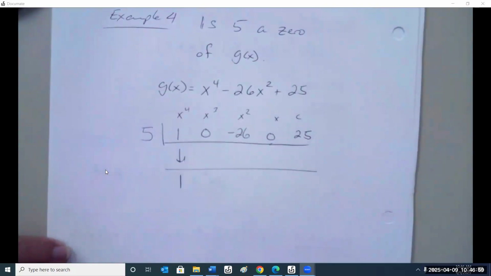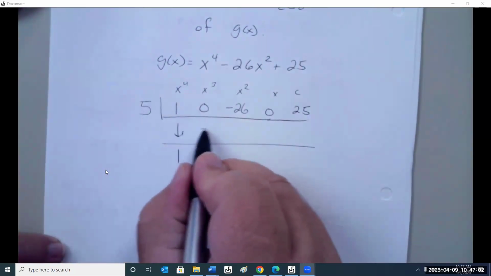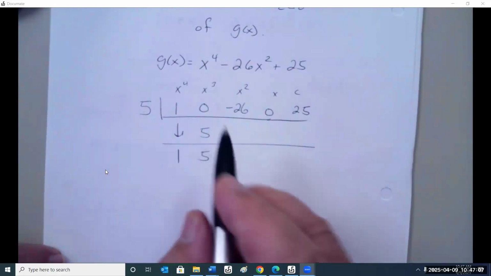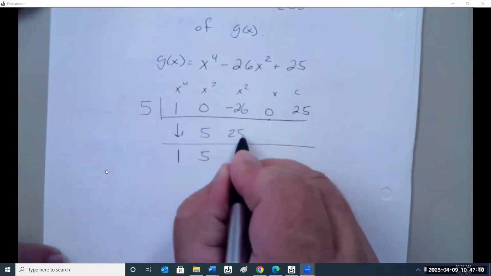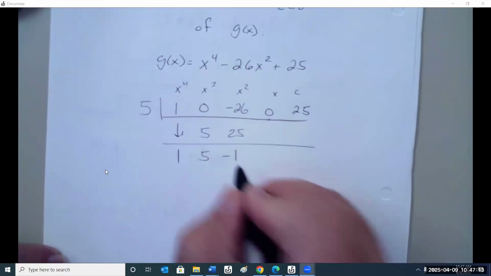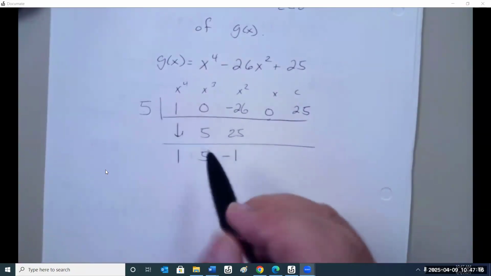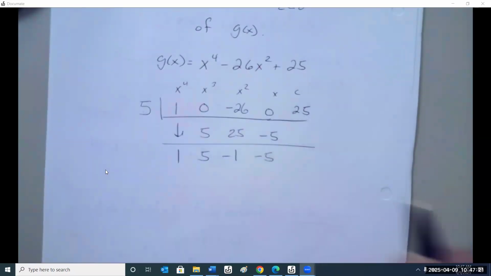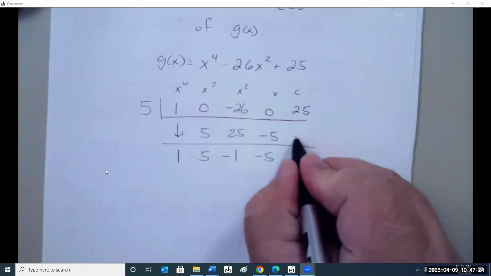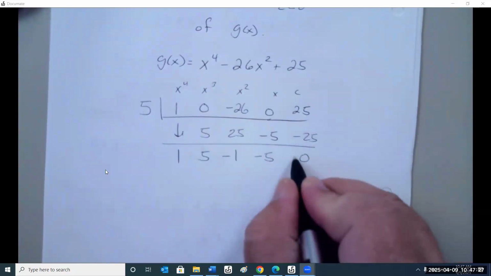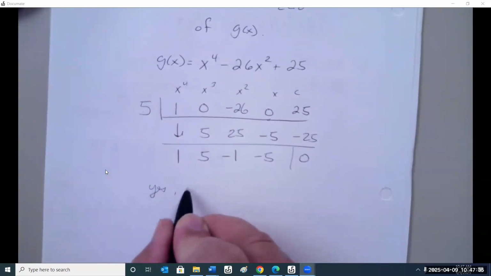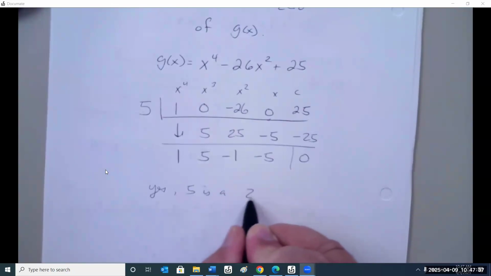Bring down the 1. 1 times 5 is 5. 5 plus 0 is 5. 5 times 5 is 25. Minus 26 is negative 1. 5 times negative 1 is negative 5. Plus 0 is negative 5. 5 times negative 5 is negative 25. Plus 25 is 0. Yes, 5 is a 0.